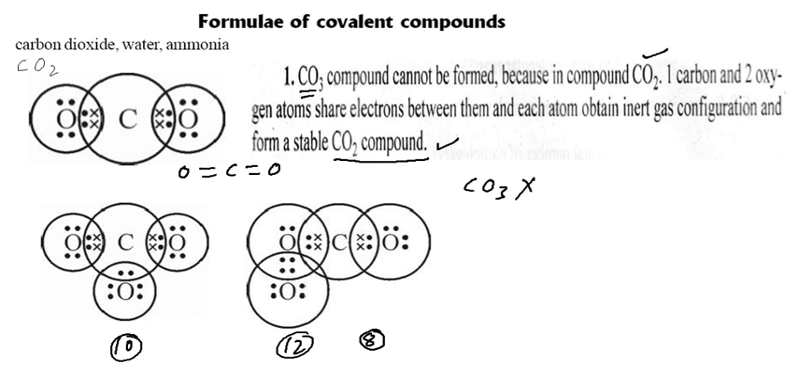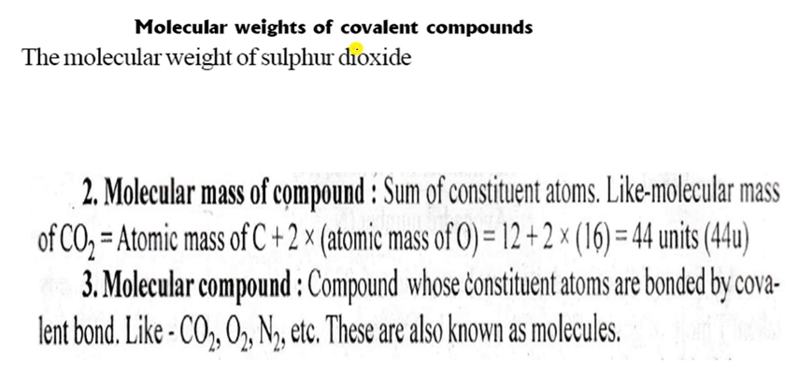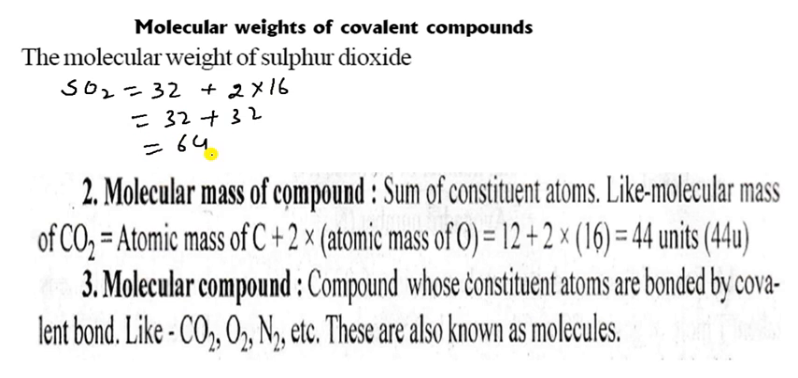So let us see the next one. Molecular weight of the covalent compounds. How can we find the molecular weight of a covalent compound? First of all, sulfur dioxide. Sulfur is 32 and oxygen, there are 2 and 1 is 16. So it becomes 32 plus 32, and it is 64 unit. So that one is your answer.